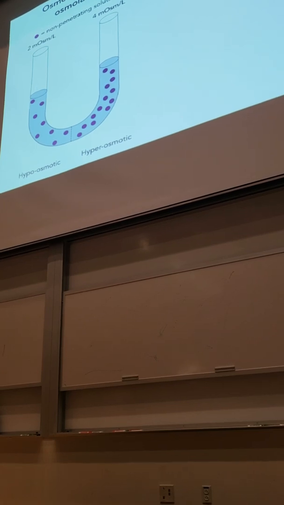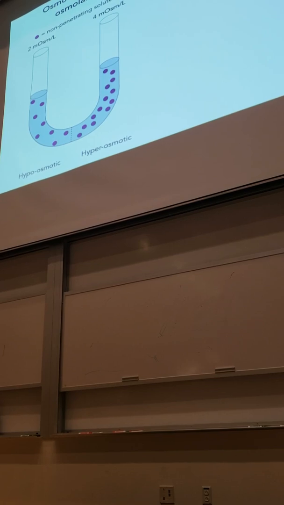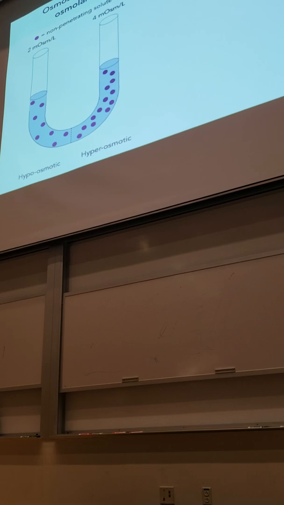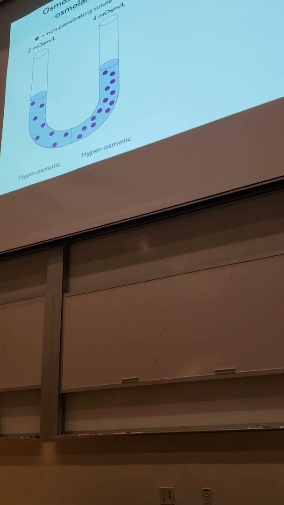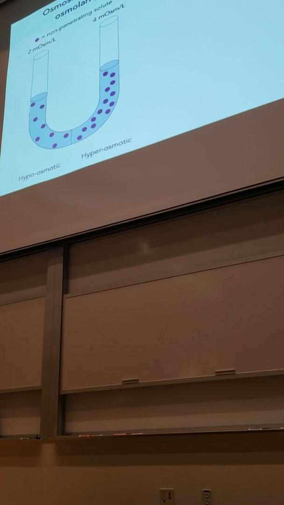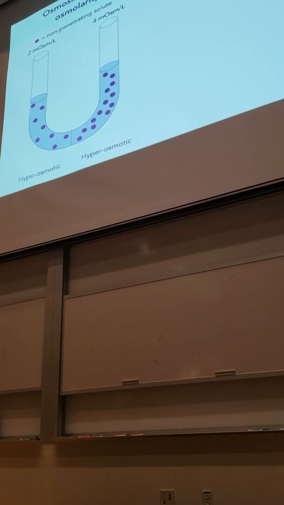All right, so we've got two solutions here. One, on the left here, has fewer particles. The right has more particles. Okay, we've got some semi-permeable membrane in the middle that is only permeable to water, but not particles. Okay, and you can see that we have them labeled at the top with their osmolarity. Okay, so osmolarity is measured in osmoles per liter. So this is milliosmoles per liter.